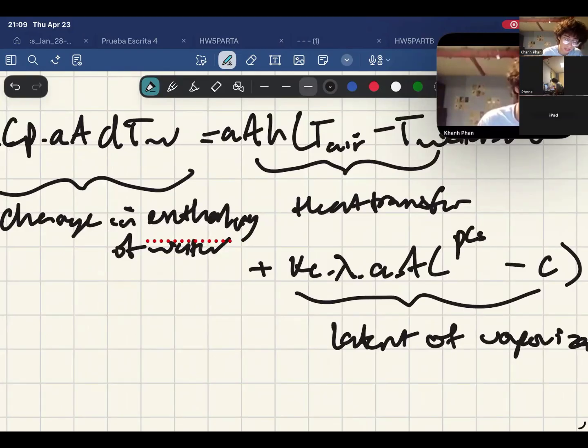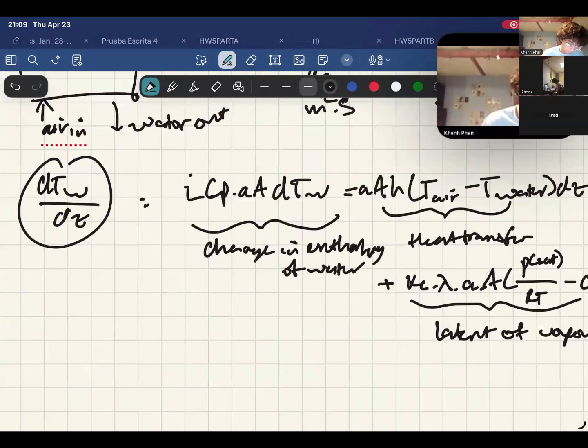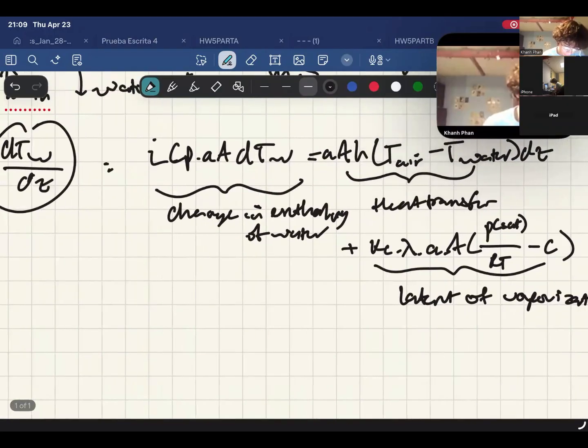Instead of writing C in that way, I'm going to write it in terms of the ideal gas law. So we have P sat. We know that the pressure at the interface is saturated. We don't have to assume it, I'm sorry. And then divided by RT. So that's our first equation, the energy balance equation. And now we're just going to keep deriving it.